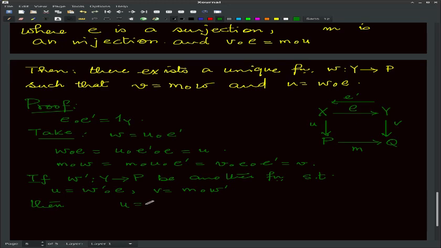say U is W prime composed E and that is also equal to W composed E, but E is right cancelable, which implies W prime is equal to W since E is right cancelable. Okay? So you see, you take nothing. Do you see the proof?